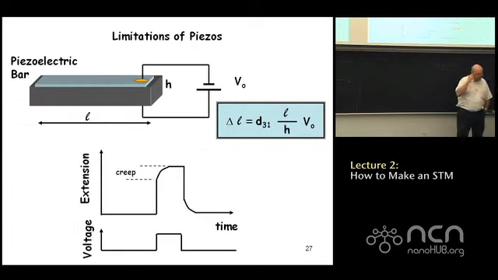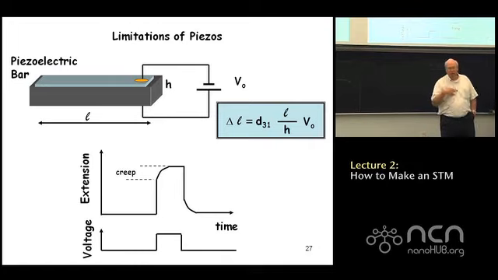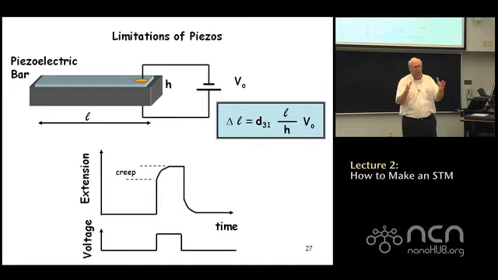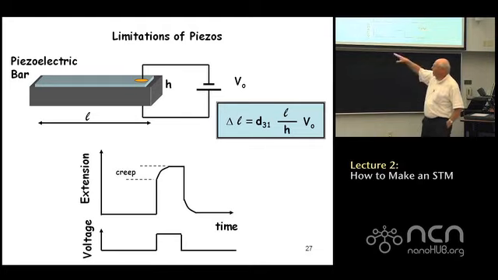There's a few well-known limitations of these piezos that you should at least be aware of, right? Because these limitations often cause you to misinterpret your images. There is this thing called creep, which basically means that if you apply a square voltage pulse to a piezo bar, you would expect the piezo bar to instantaneously respond to that voltage and change its length instantaneously to a new value. But the sad truth of the matter is it doesn't work that way, right? When you apply a voltage pulse, it takes a certain amount of time for the bar to adjust its position. So that gives rise to this creep behavior, right?